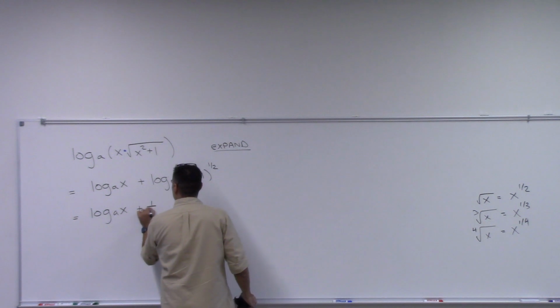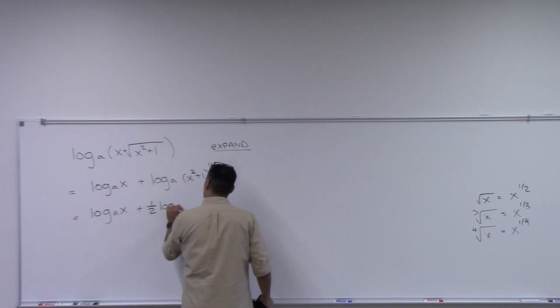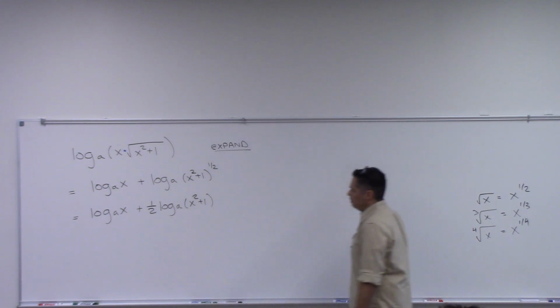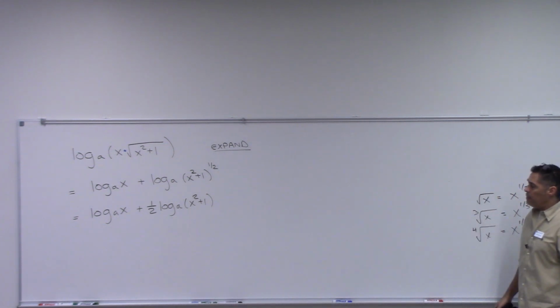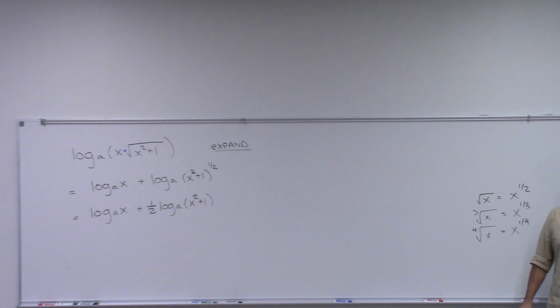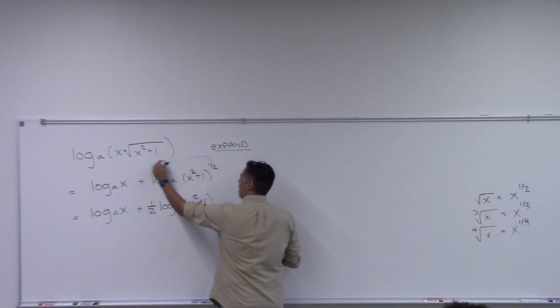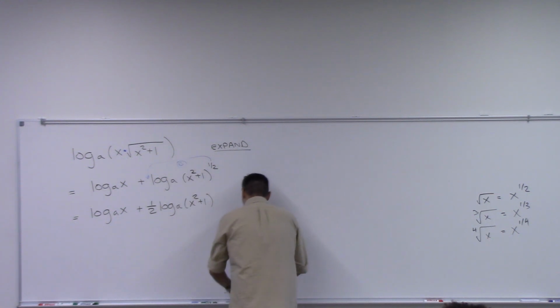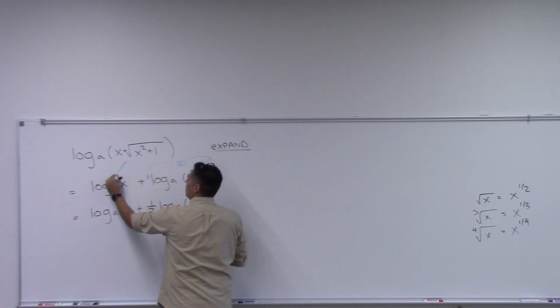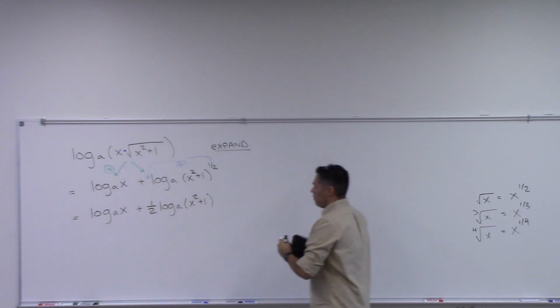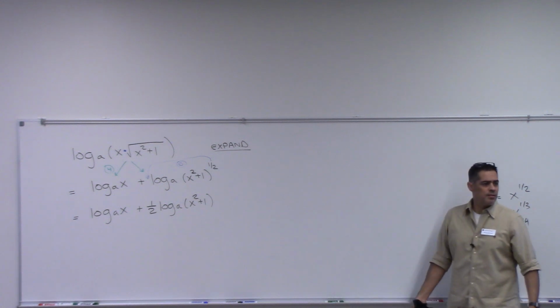So I bring the 1/2 out in front. I write log base a of (x squared plus 1). Notice I left the x squared plus 1 in parentheses. You have to write it that way. So this half came out front using property 6, right? I split this into 2 logs using property 4. Questions?